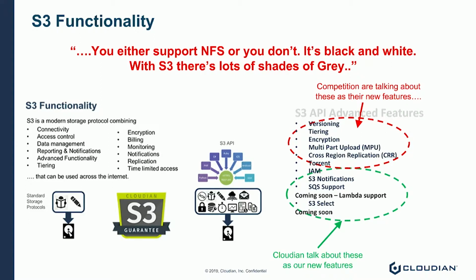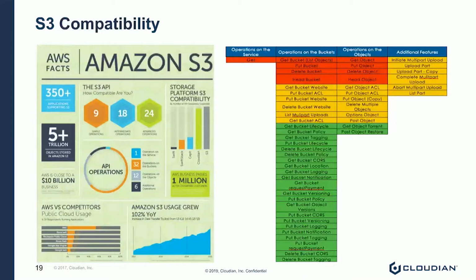Some of the roadmap features that we're talking about today include things like S3 Select, which is a relatively new feature from AWS that allows you to run transactional SQL commands within the S3 API call to extract meaningful data from the data that's stored within the platform.